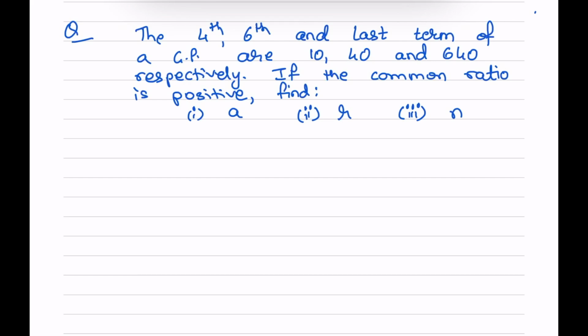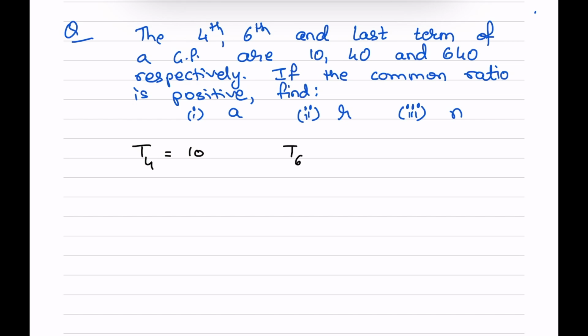The last question for this session. The question is: the fourth term, sixth term and the last term of a GP are 10, 40 and 640 respectively. If the common ratio is positive, find the first term A, common ratio r, and number of terms n. So here we are given the fourth term T4, that is 10.